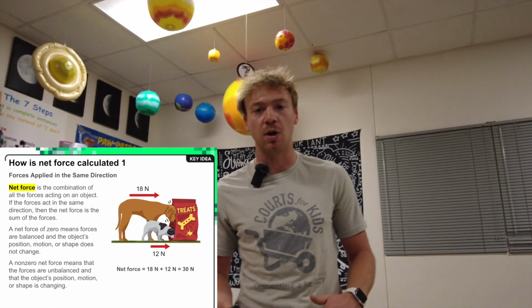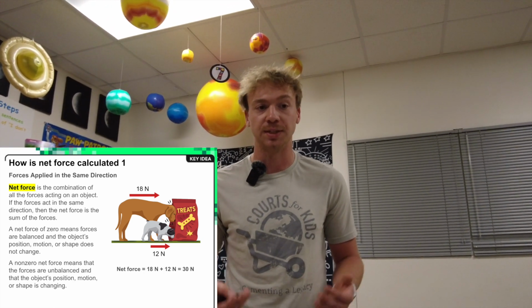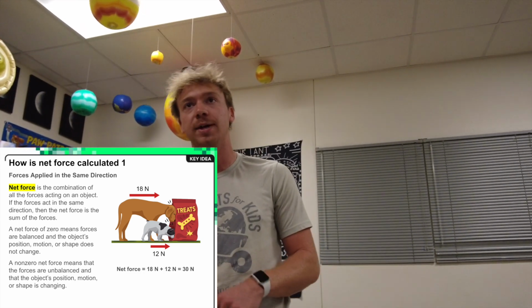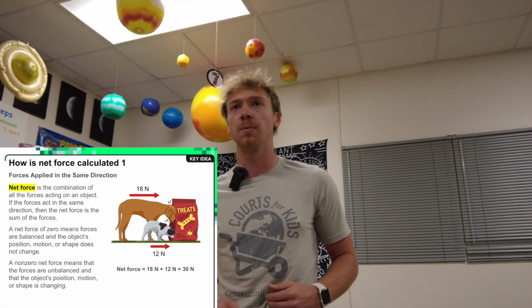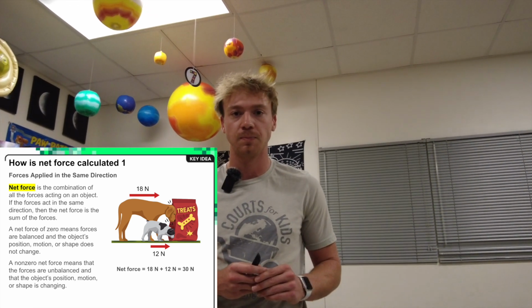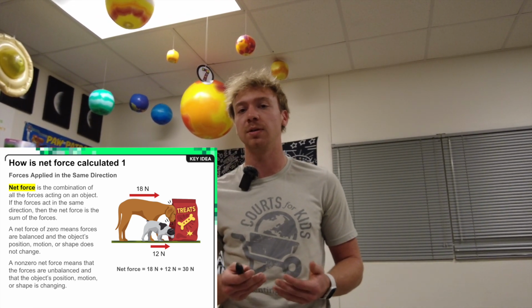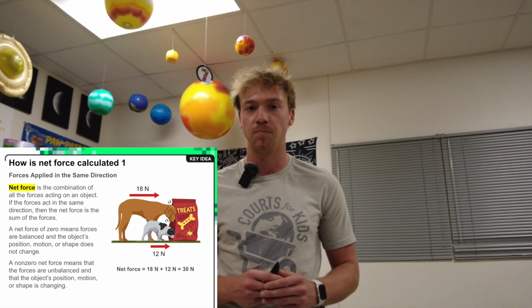So in this picture of the dogs that are both pushing on the bag of treats, we add those two numbers together to get the net force because it's going in the same direction. So for this example, we do 18 plus 12, which gives us 30 newtons. Now that N stands for Newton, and a Newton is a unit of measure for force.